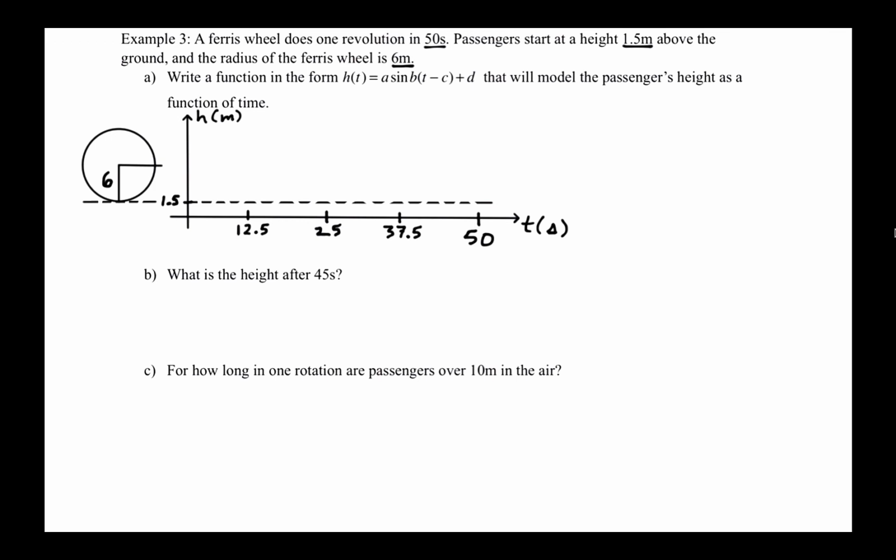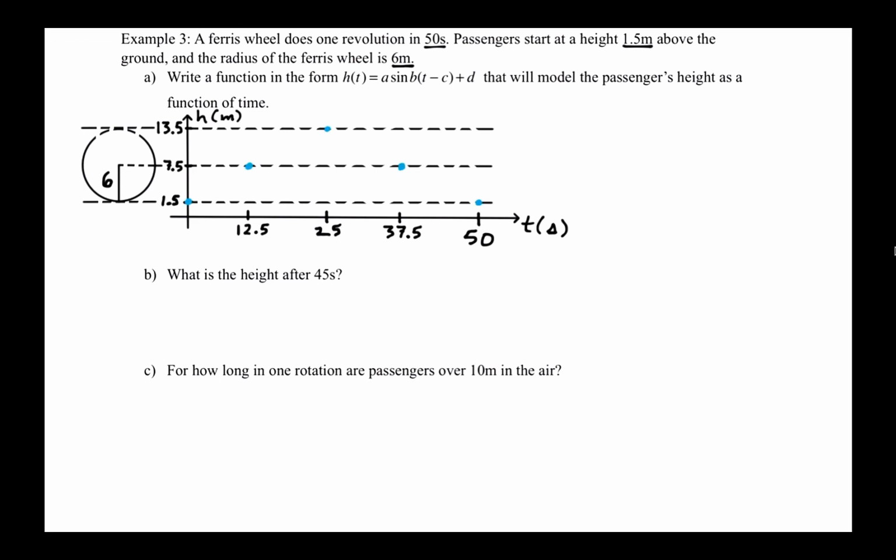I know that the Ferris wheel is 6 meters in radius, so you can see the Ferris wheel that I've drawn here, which would put the mid height on the ride 7.5 meters above the ground. And if you add another 6 meters, that takes you to 13.5 meters above the ground for your highest height on the ride.